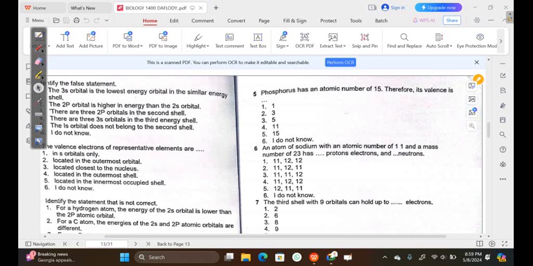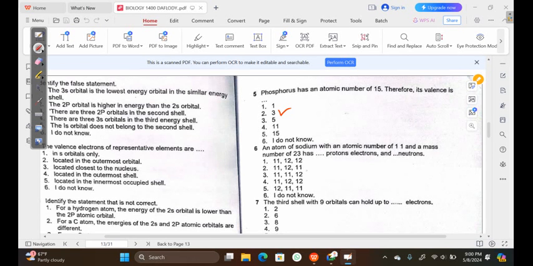Now, let me ask you this question. If the question was the same, let's say phosphorus has an atomic number of 15, and it asks what its valence electrons are, what would the answer be? If the question was asking about the valence electron, the valence electron is going to be 5. Hope we are clear on that. So the correct answer here was 3, which is option 2.